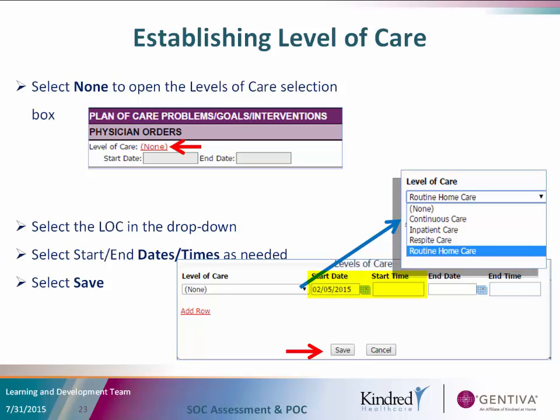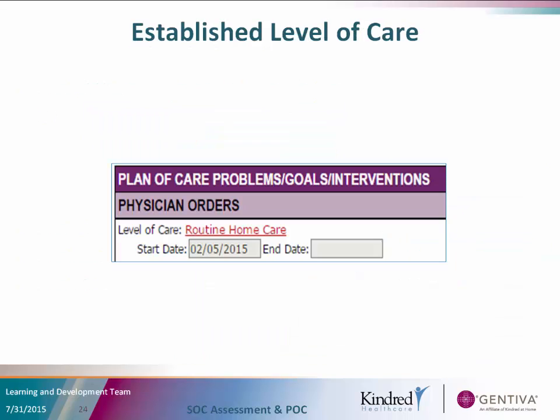The nurse selects the appropriate level of care for the patient. Enter the start date and start time for the level of care and click the Save button within the pop-up box. After clicking Save, the level of care pop-up box will disappear and will no longer reflect the word None as the link. Instead, the designated level of care will appear along with the start date for that level of care. In this example, you see the routine level of care that was established on the start of care date.